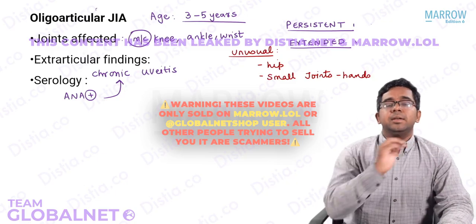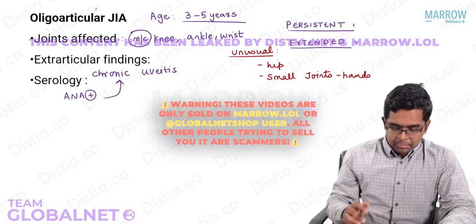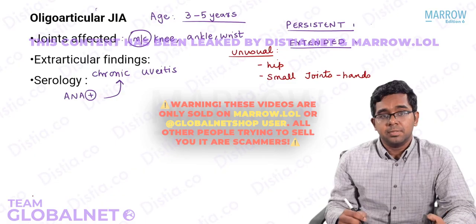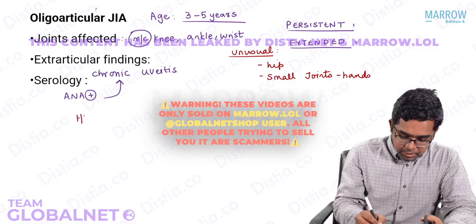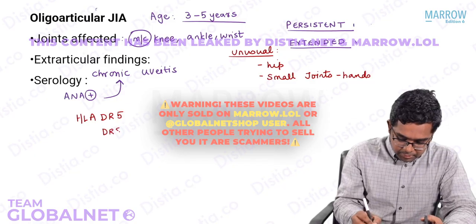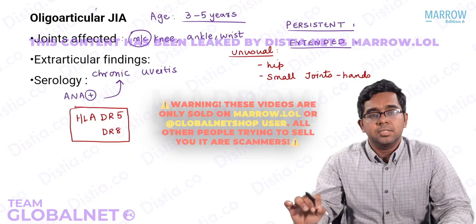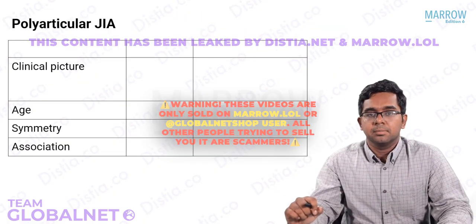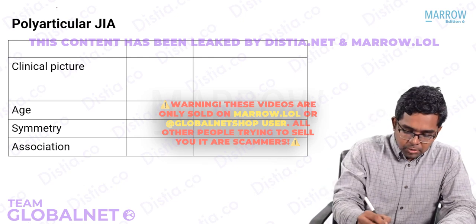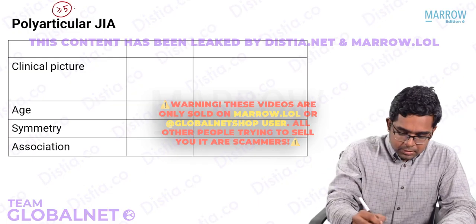Okay, now an interesting finding which is noted in patients with oligoarticular JIA is that they have some type of HLA positivity which predisposes them to develop this disease. And what is that? It is HLA DR5 and HLA DR8. This is also a potential MCQ for your exams. So that is about the discussion of oligoarticular JIA. Next we move on to the discussion of polyarticular JIA. What is the meaning of polyarticular? More than or equal to 5 joints affected is what we call it as polyarticular JIA.